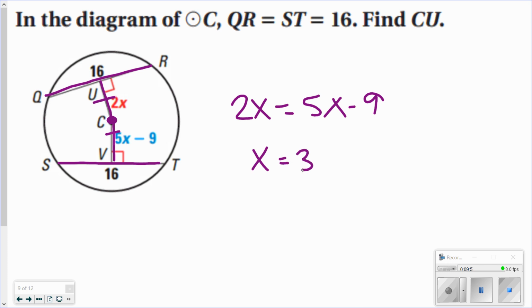So it didn't ask for x though. I need to figure out what is the length of CU. So I'm going to plug in x in that equation, and I end up getting that CU is equal to 6.